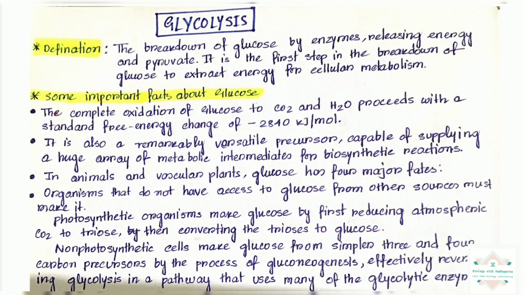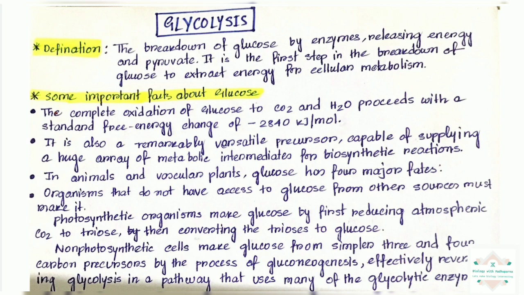Our next fact is that glucose is also a remarkably versatile precursor, capable of supplying a huge array of metabolic intermediates for biosynthetic reactions. As we learn further, we will get to know that many of the intermediates of glycolysis go to other biosynthetic reactions and play major roles. That we will be seeing in other metabolic pathways.